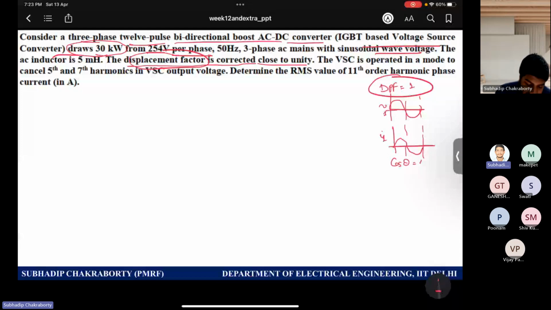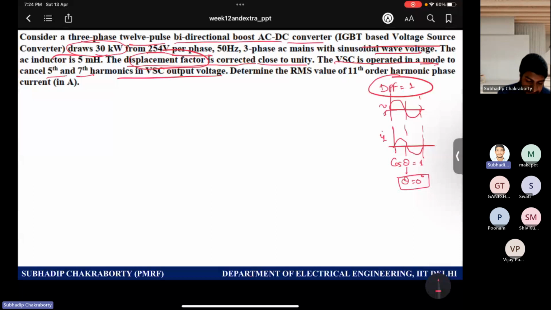So likewise, it is given. And the VSC is operated in a mode where you are providing some load compensation, right? To cancel 5th and 7th harmonics in VSC output voltage. So you are compensating the 5th and 7th. So now you are being asked to calculate the RMS value of the 11th order harmonic phase current. So we can actually calculate for these kinds of problems. Now we are dealing with the current, not the voltage. Previously we did a problem, I think also for current we did one problem.